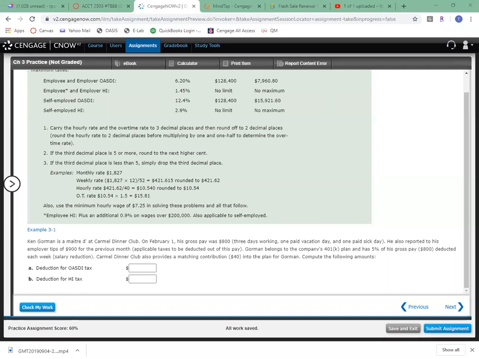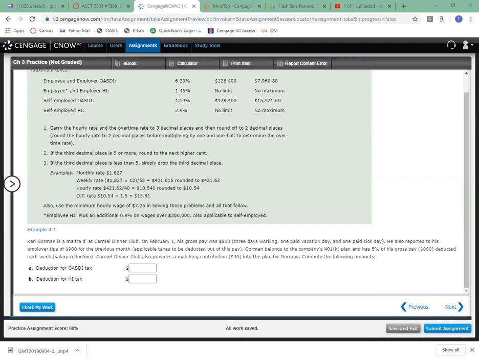So in this instance, we have Ken as a maitre d'. On February 1st, his gross pay was $800, 3 days of working, 1 paid vacation day, and 1 paid sick day. And he also reported to his employer tips of $900 for the previous month. So those taxes will come out of this month's pay. Gorman belongs to the company's 401k plan and has 5% of his gross pay deducted each week.